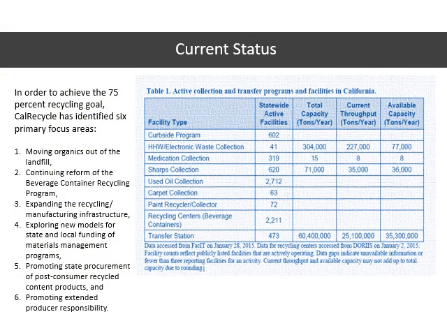All right, let me talk. I've got 3 slides I want to share with you about the current status here in California. In order to achieve the 75% recycling goal by 2025, CalRecycle has identified 6 primary focus areas. Remember, we're only at 40%?